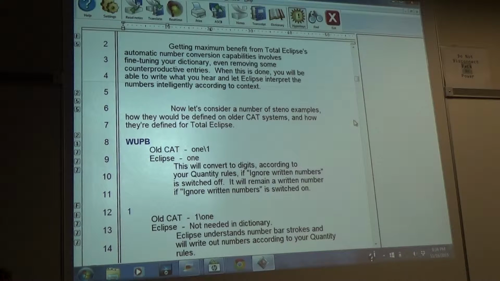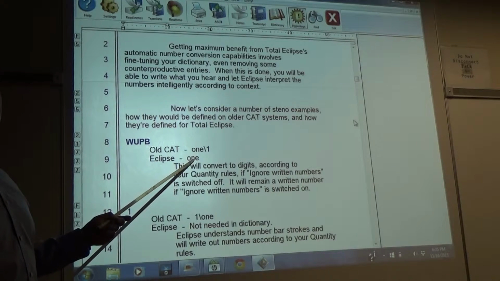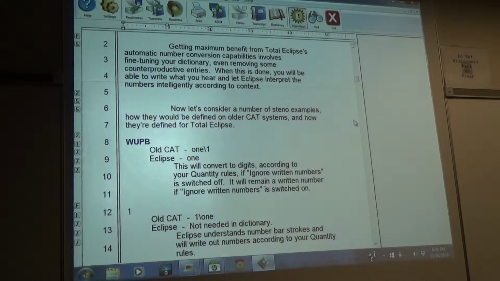It already knows what it is, okay? So you don't have to do it anymore. All you do is define it as 1 when you write your number 1. Not the number 1, but when you write, however you write O-N-E. Okay? That's the only way that you need to define it.